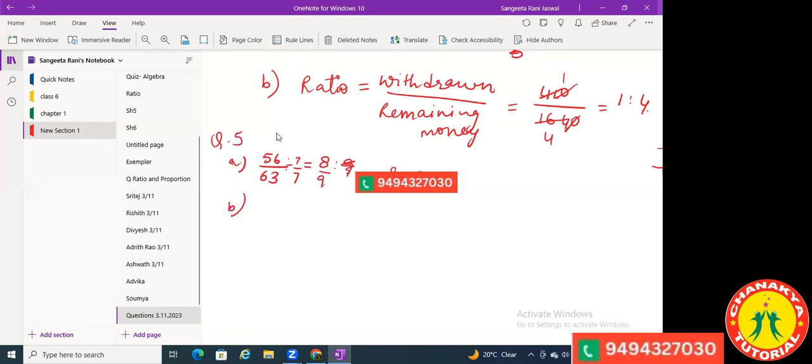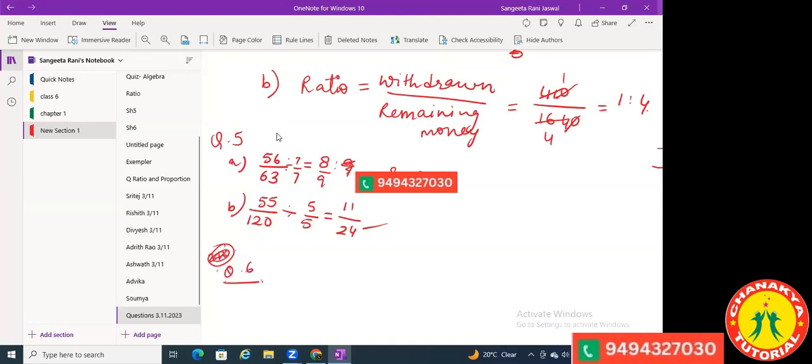Second one was also similar to that, 55 by 120. If I divide this by 5, I get 11 here and I get 24 here. Soumya, instead of 120, you had taken this as 210. Is it, Soumya? Yes, ma'am. So that was a mistake. Otherwise, this question was just a direct one. Now, question number 6, the last question.